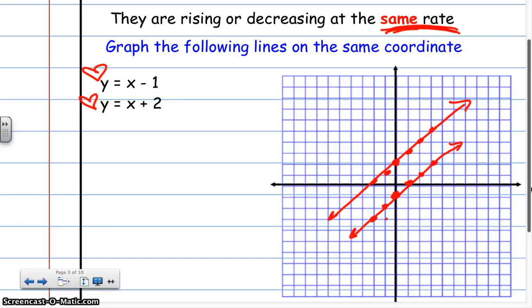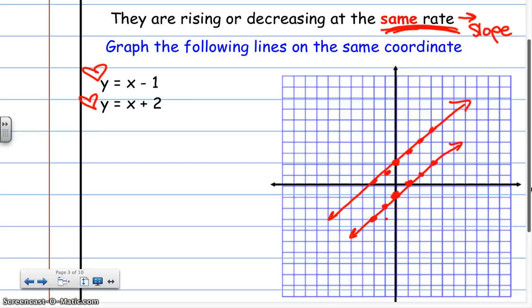So when I say same rate, I need you to be able to understand that means slope. They are increasing or decreasing at the same slope. That means that they're not all of a sudden going to slow down. Lines just keep going on for infinity. Okay?